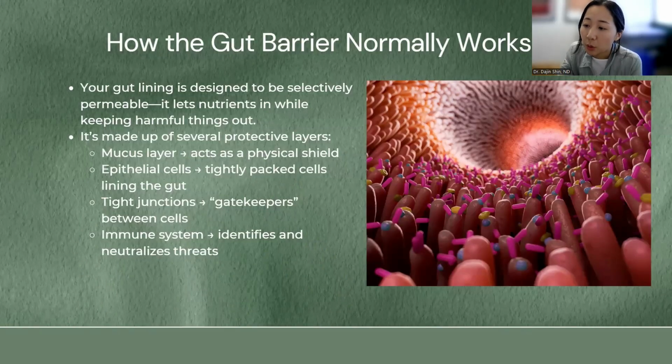Normally your gut lining is designed to be selectively permeable. It lets nutrients in while keeping the harmful substances out. It does this through several layers of protection: a mucus layer that acts as a shield, tightly packed epithelial cells, tight junctions that act like gatekeepers, and the immune system that monitors and responds to threats. All of these work together to maintain that strong barrier.